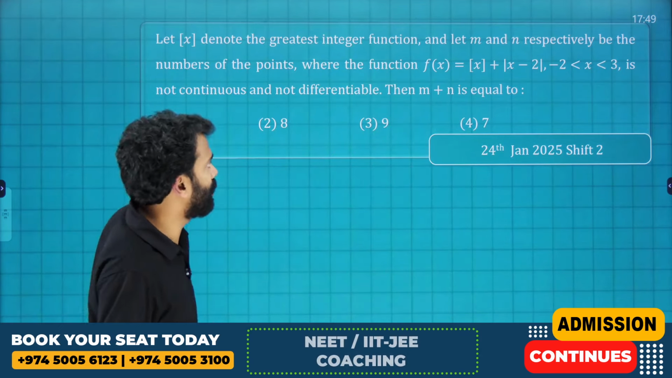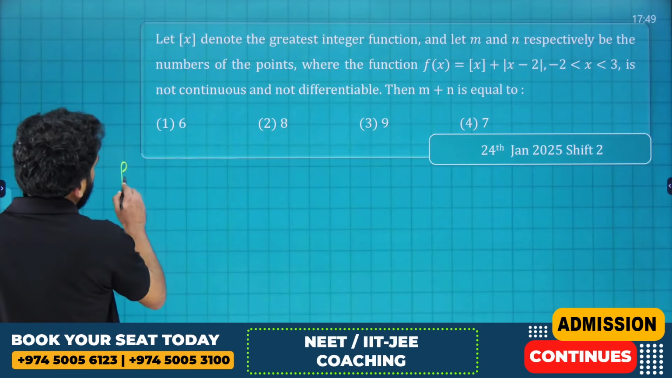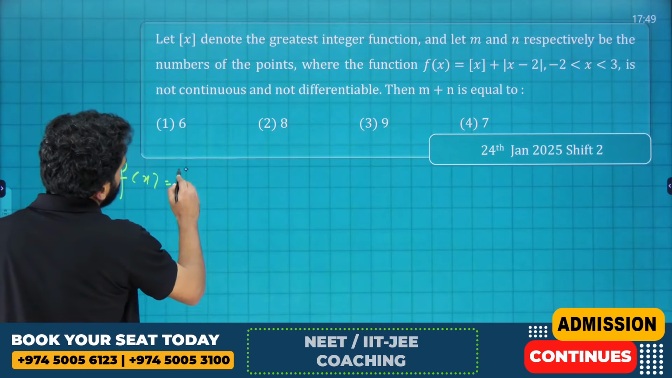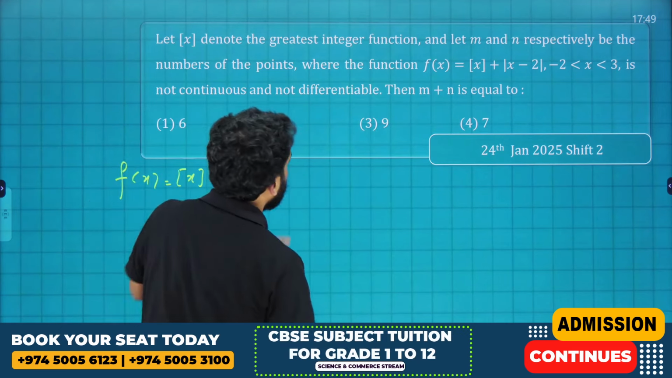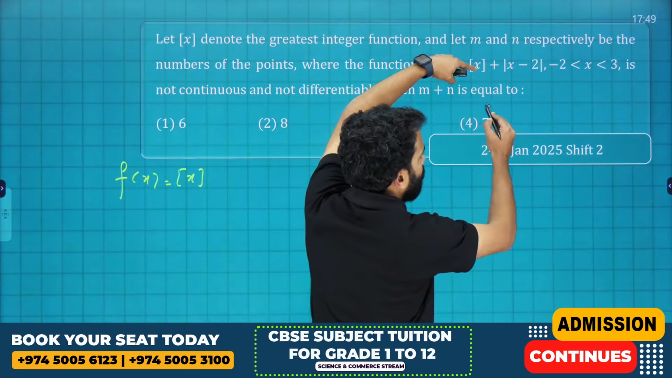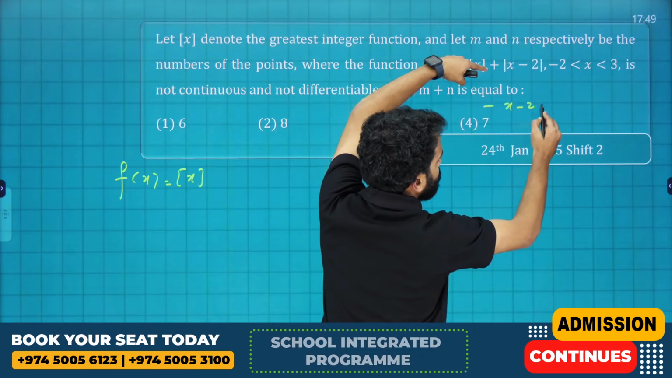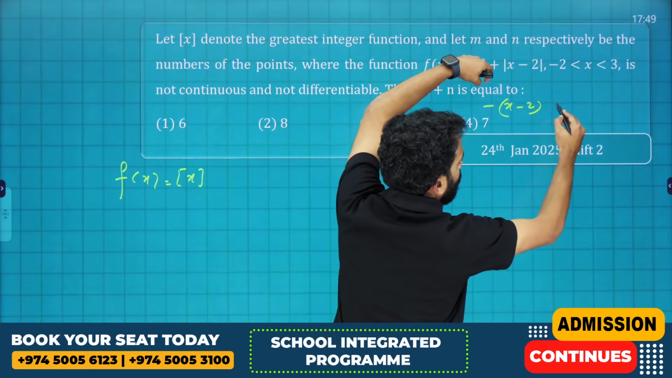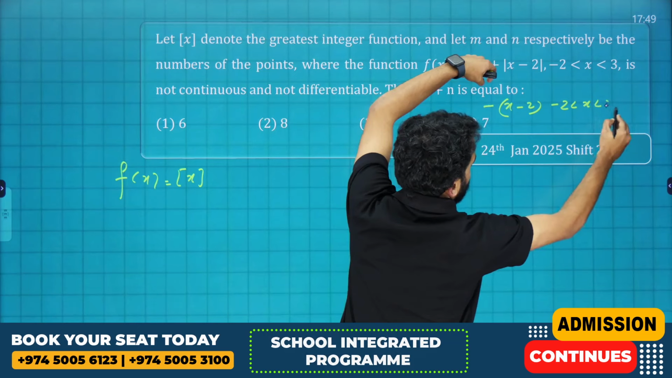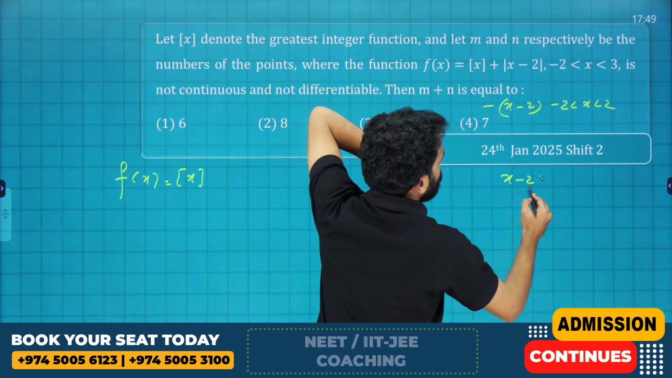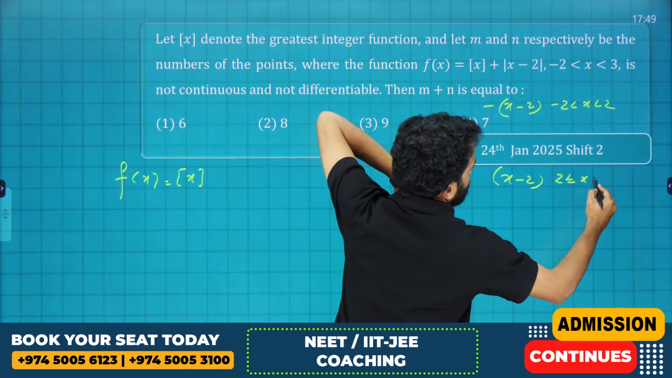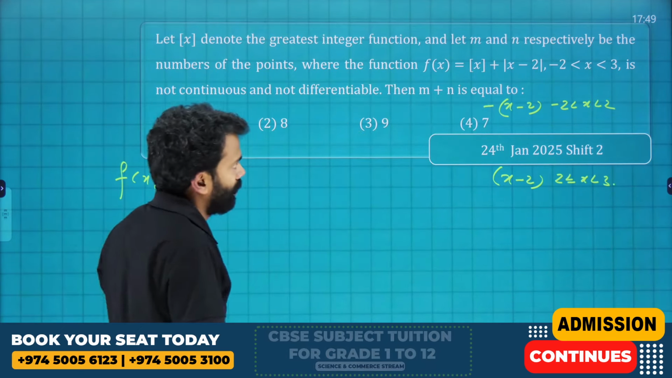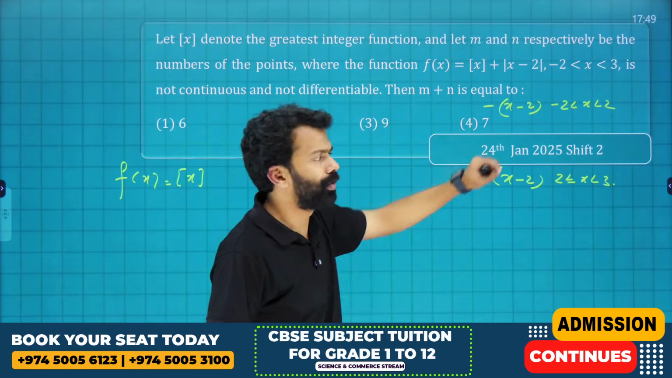Therefore, after formulating it like that, you will get f of x is equal to box x plus, see, mod x minus 2 will be minus of (x minus 2) for minus 2 less than x less than 2, and it will be x minus 2 for 2 less than or equal to x less than 3. Let's formulate it like this. So therefore this becomes what? 2 minus x.